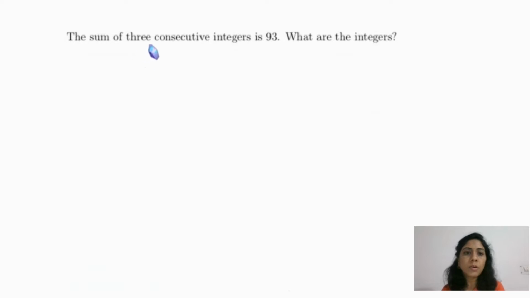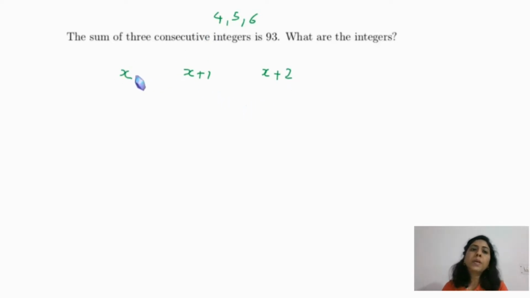Now next question. The sum of three consecutive integers is 93. Consecutive, it means like every next number, neighboring numbers. For example, 4, 5, 6. Okay, these are integers and consecutive integers. Okay, so let first one is x, so obvious this is x plus 1, and third one is x plus 2. For example, x is 4, so 4 plus 1 5, 4 plus 2 6.